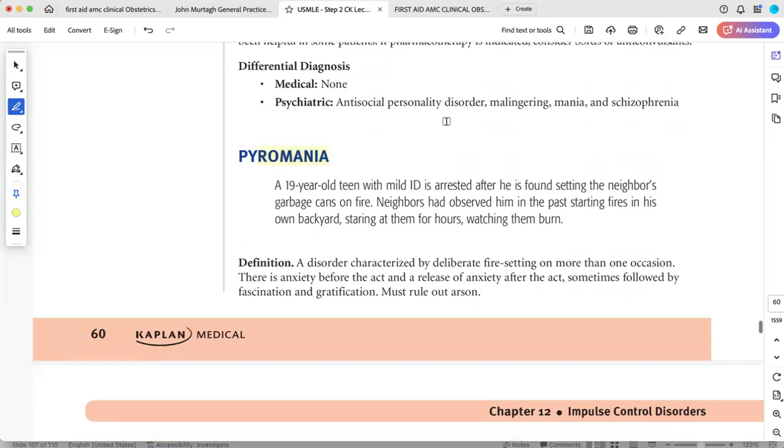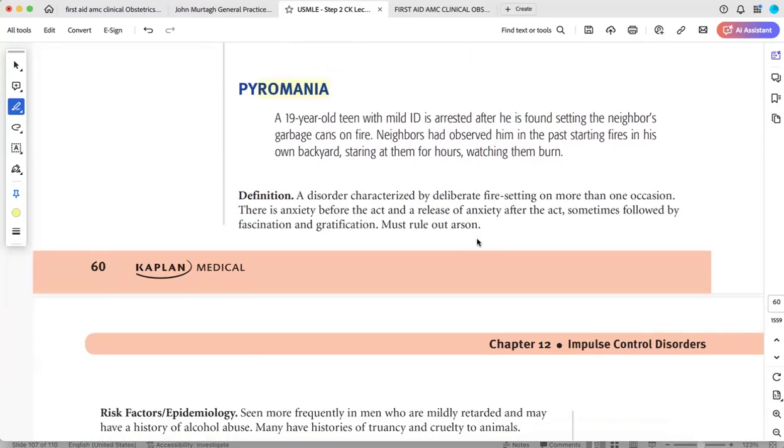What is pyromania? Kleptomania is failure to resist the impulse of stealing. Pyromania is a disorder characterized by deliberate fire setting on more than one occasion. In these patients, they feel an impulse to deliberately set fires on someone's house or maybe someone's rubbish bin. They feel anxious if they don't do it, and after setting fire, they feel gratified.